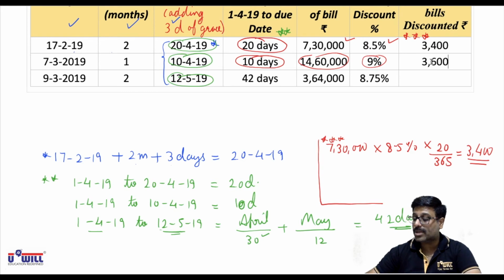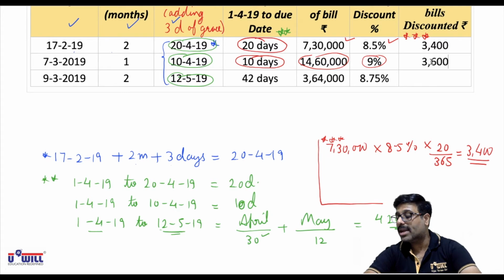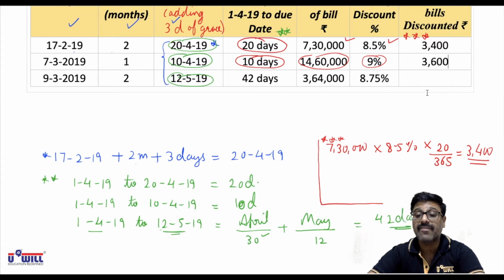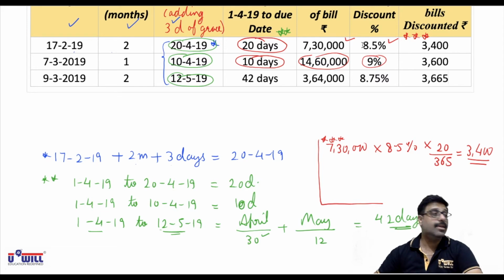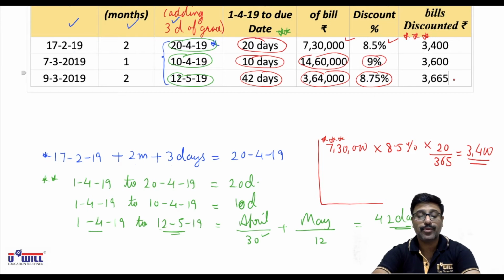And for the last one, do it: 3,64,000 into 8.75% into 42 days divided by 365. So you all get 3,665. I repeat, 3,64,000 into 8.75% into 42 divided by 365. So that comes to 3,665.